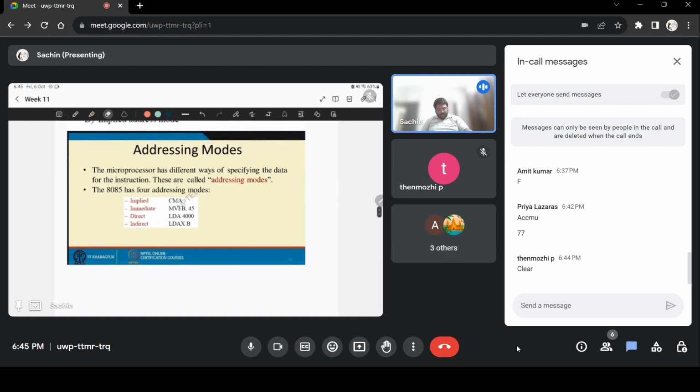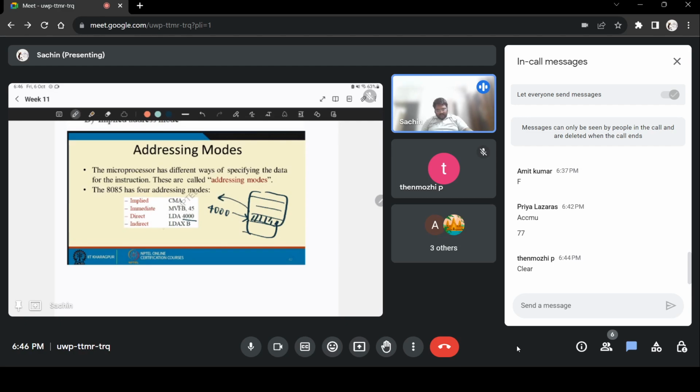Direct addressing, they give you the address directly as a number. So 4000 is the address of the number that you need to load to the accumulator. In your memory there will be some location called 4000. Hopefully, if you give a wrong number, it will just give you an error or it won't execute. So if there is a location called 4000 and you say LDA 4000, whatever is stored there will be loaded to the accumulator. That's direct addressing.